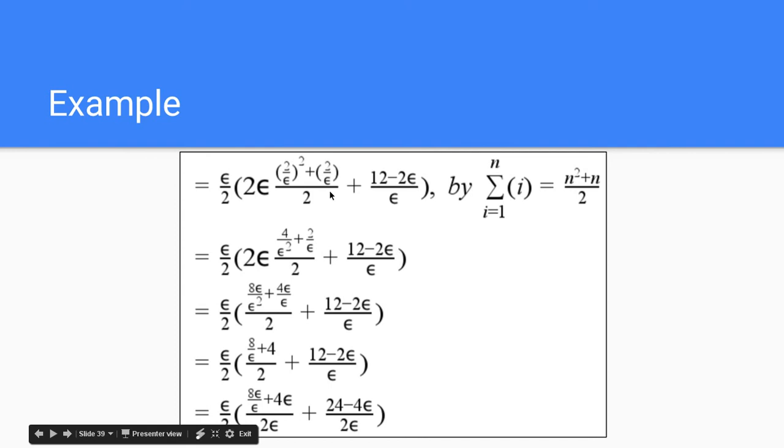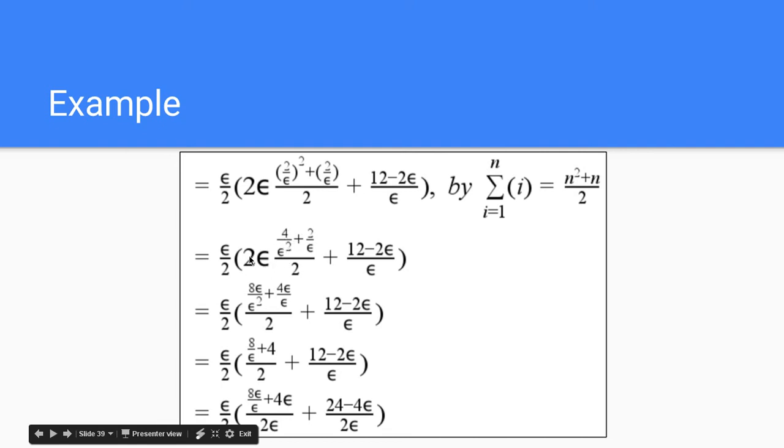Now this is another rule. If you have the summation of i on its own, so i equals 1 to n of just i, that's going to be equal to n squared plus n over 2. So here I've just taken my n, which is 2 over epsilon, squared it, added it to 2 over epsilon, all over 2, and I've replaced the summation of i with this. Now I've actually carried out the squaring of it here.